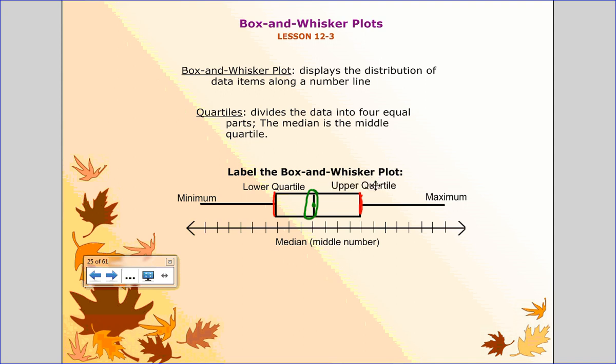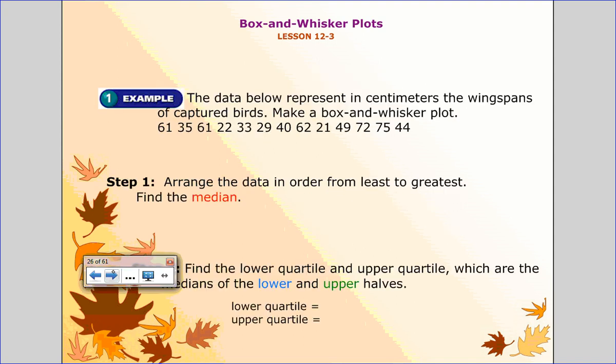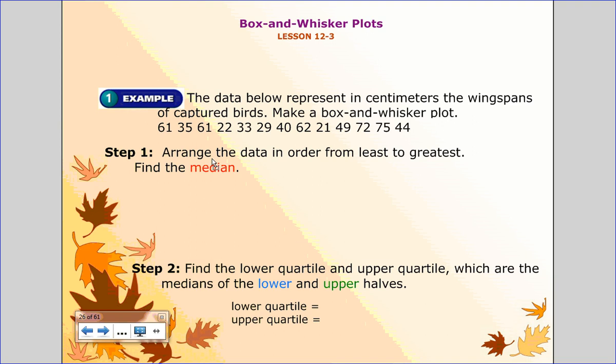So we're going to first practice on how to make these, and I'm going to go step by step. Example 1: the data below represents in centimeters the wingspans of captured birds. Make a Box-and-Whisker Plot of this data. Step 1, the first thing we have to do is arrange the data in order from least to greatest in order to find the median. So that's what we have to do first.